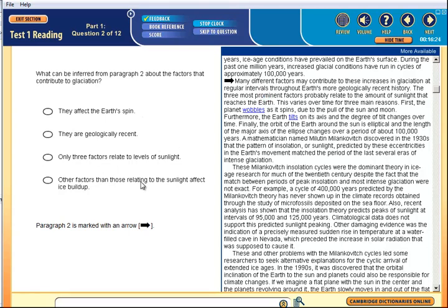Other factors. Let's see, they affect the Earth's spin. As it spins, first the planet wobbles due to the pull of the sun on the moon. Doesn't say anything about glaciation and spin. It talks about the sun and the moon. They're geologically recent. Well, that's got to be nonsense because we're talking about 2.5 million years ago, aren't we? So this seems that. Yay, that's right. Next.